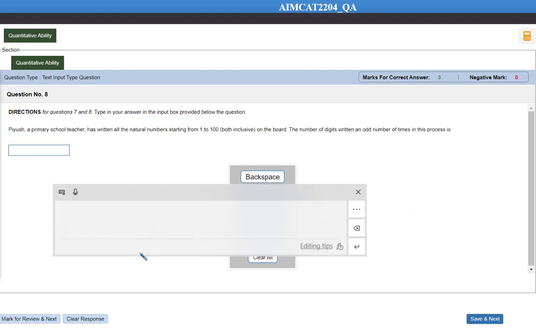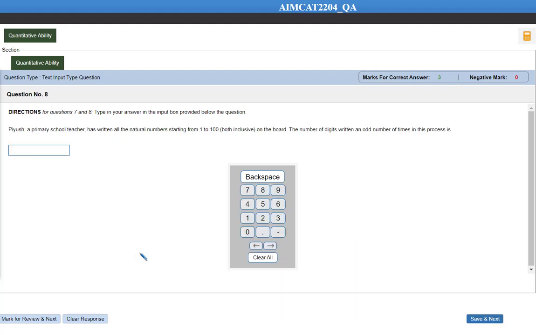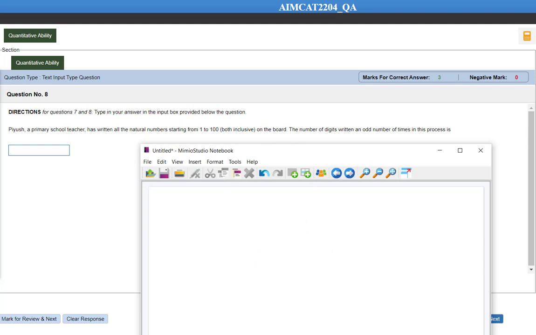Now the next question: Piyush, a primary school teacher, has written all the natural numbers from 1 to 100 on the board. The number of digits written an odd number of times in this process means how many times we write 0, how many times we write 1, how many times we write 2. That number has to be odd. So from 1 to 100, we need to find how many times we write 1, how many times 2, how many times 3, and so on.